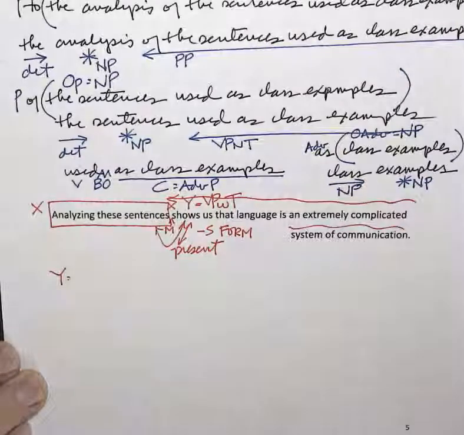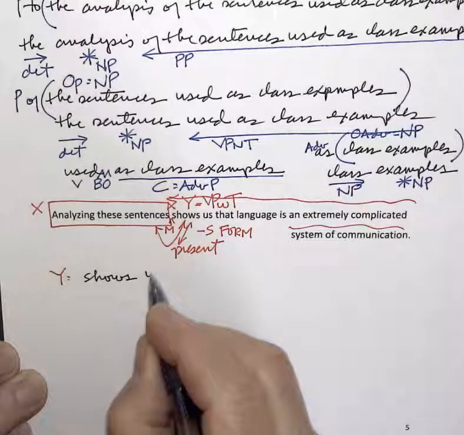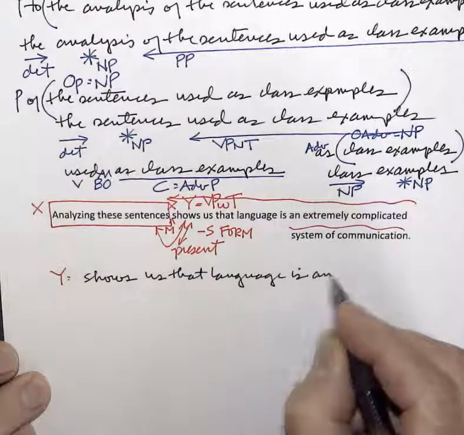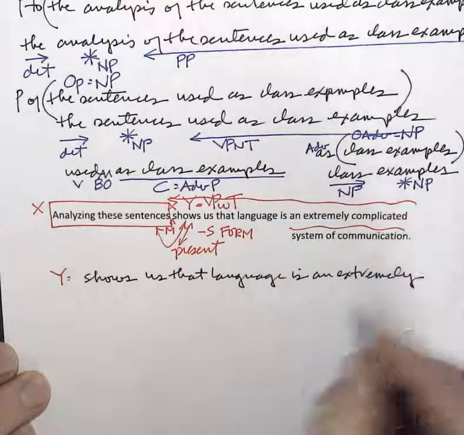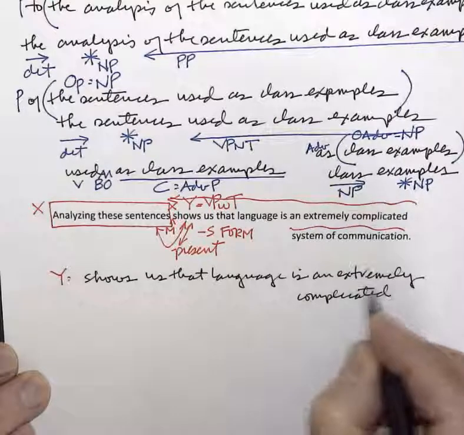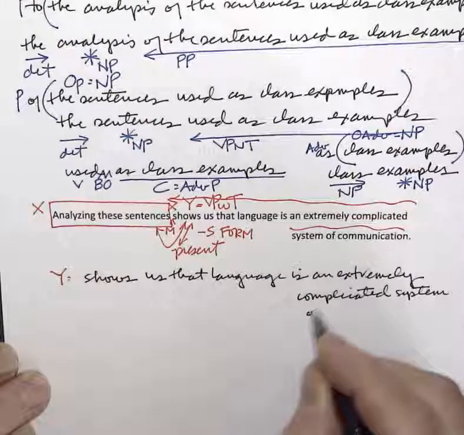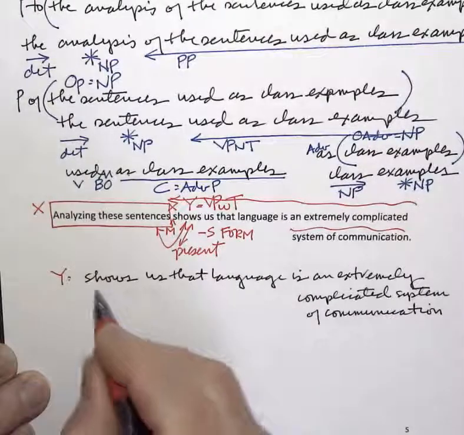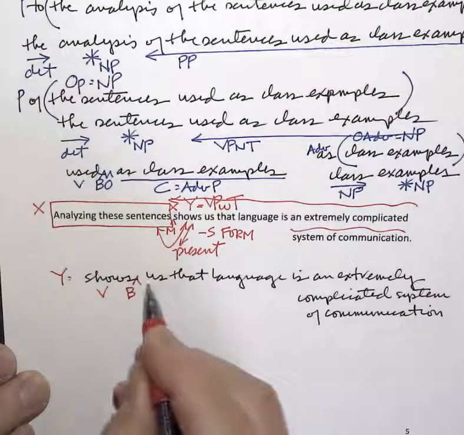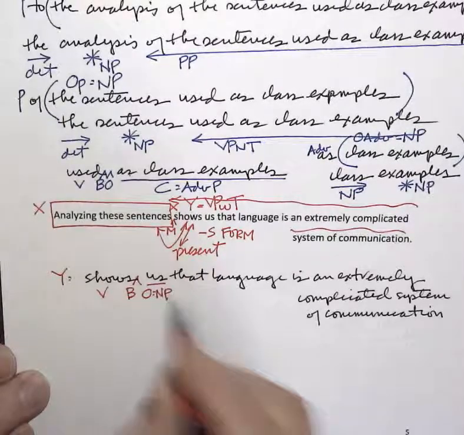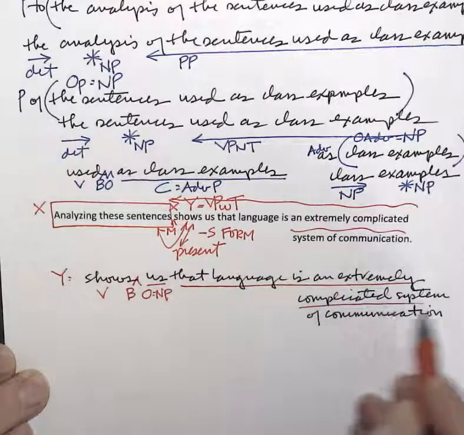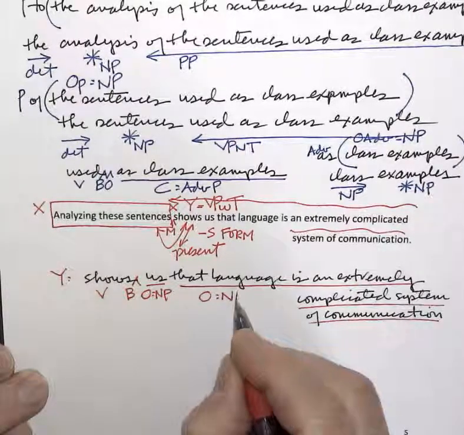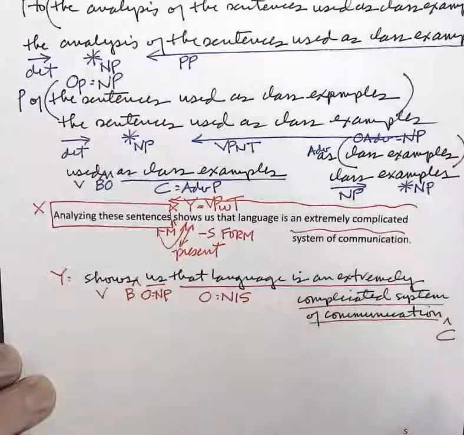Rewrite the Y. Shows us that language is an extremely complicated system of communication. The verb place shows there's no particle. Us is an object. It's a noun phrase. And that language is an extremely complicated system of communication is a second object. But this time it's a nominal included sentence. And the complement place is empty.